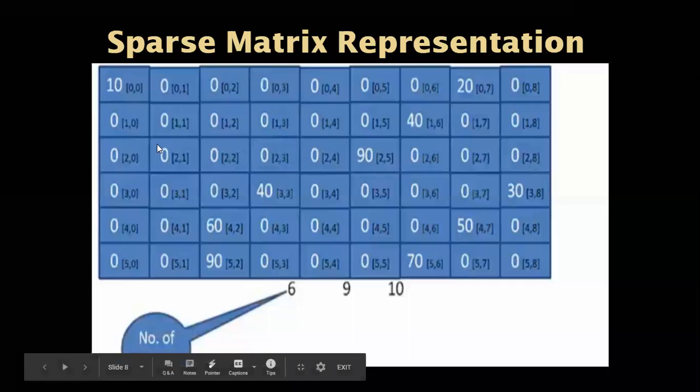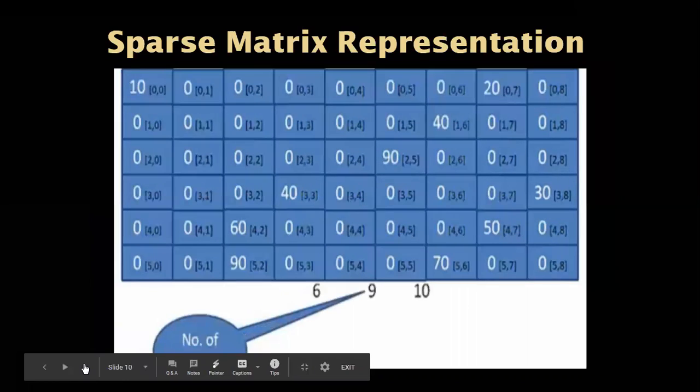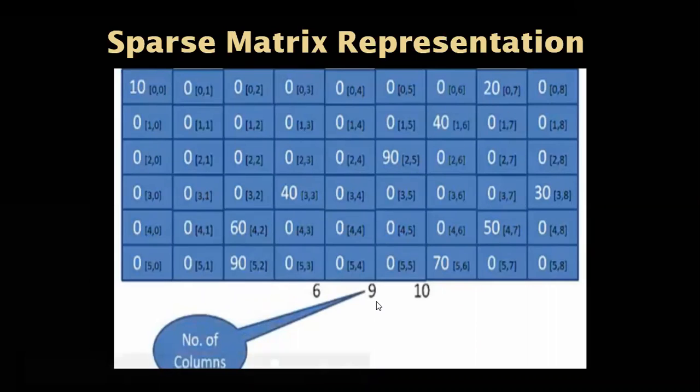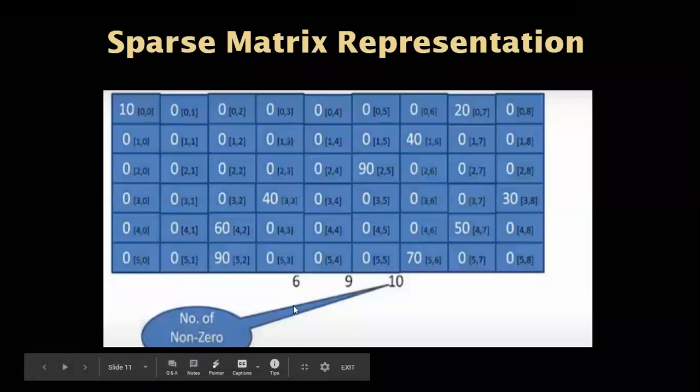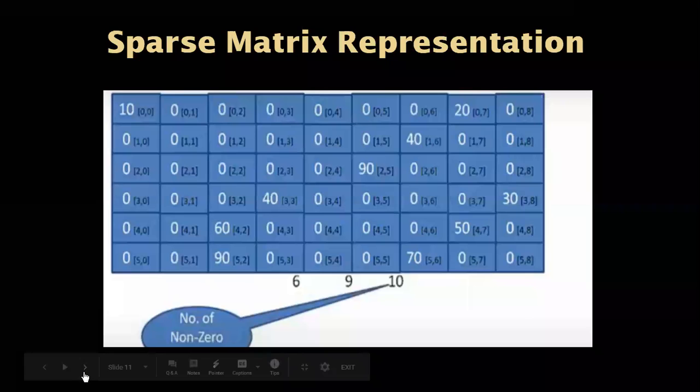मतलब ये जो matrix है उसमें से कितने total number of rows है वो हम लोगों ने store किया. The second value will be the number of columns. Just concentrate, 9 will be the number of columns, that is 1, 2, 3, 4, 5, 6, 7, 8, 9. These are the number of columns. And the next value, 10, represents the number of non-zero elements. So we are not concentrating on the whole sparse matrix here. We are concentrating on only these three values: number of rows, number of columns, and number of non-zero values. This is the representation of a sparse matrix.